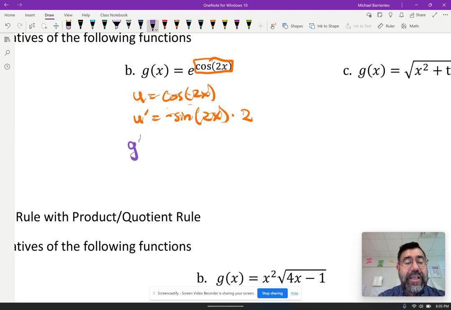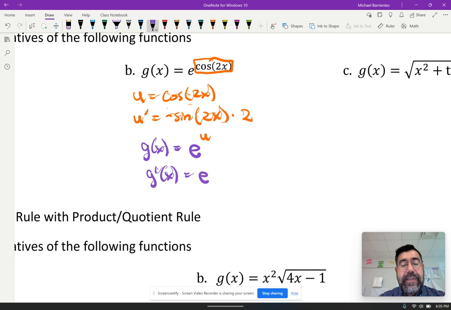So now when I go back and say g prime, well, let's call it g of x, is e to the u, well, then we know that g prime of x is e to the u times u prime. But when I did u prime, I also had to do a chain rule. And so my final answer here is e to the cosine of 2x times negative sine 2x times 2.